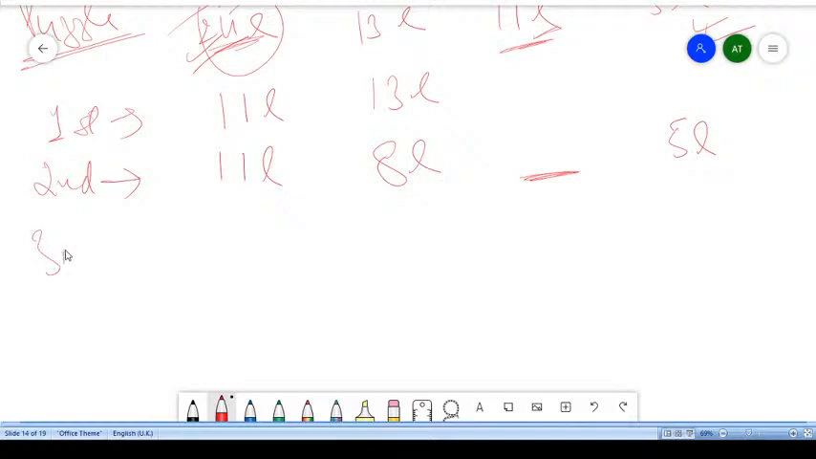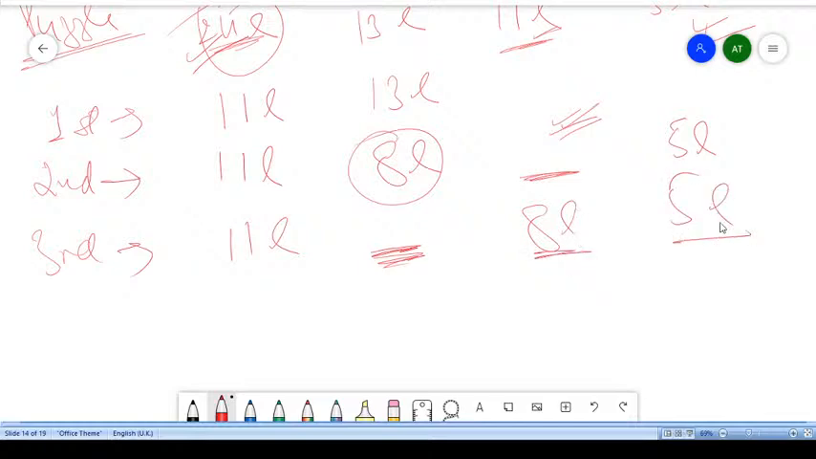In the third step, what I am doing, in this we have 8 liter, right? And fill this 11 liter bucket with this 8 liter bucket. That means if you fill this 11 liter bucket with the 8 liter, then it becomes empty. And it has 8 liter, and here we have 5 liter.